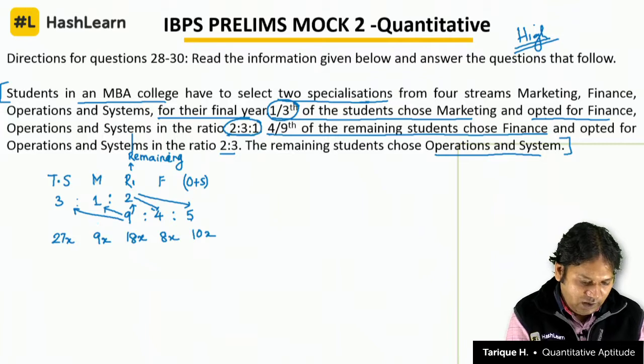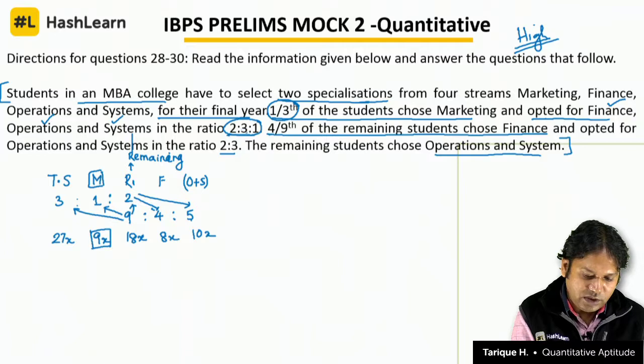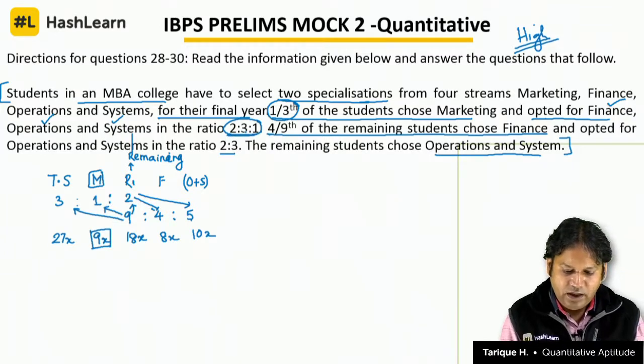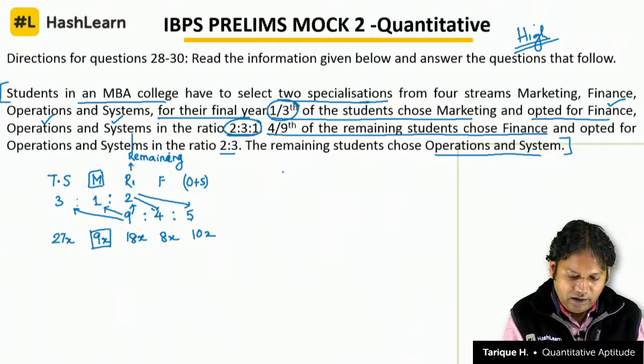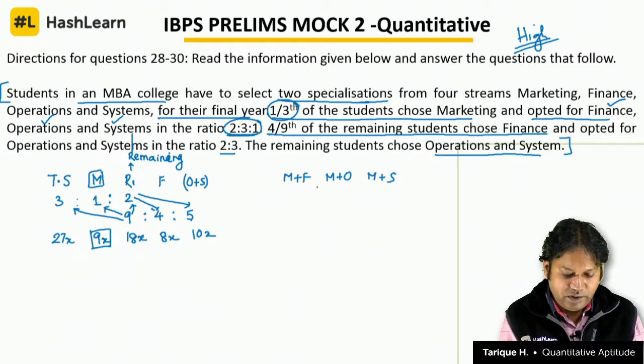Now we know that marketing, how many people have taken? 9x. After taking marketing, they are opting for one more subject, either finance, operations or systems. In what ratio? 2:3:1. So how many are taking, let's say, marketing plus finance, marketing plus operations, marketing plus systems, right? We are breaking this in the ratio 2:3:1. Clear? So total students who have taken marketing are 9x.